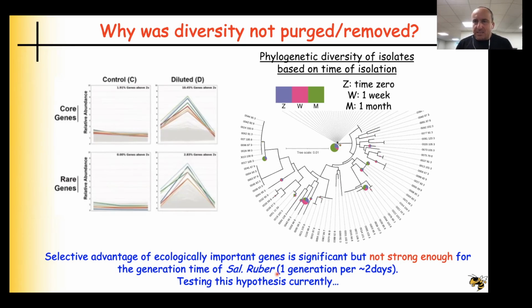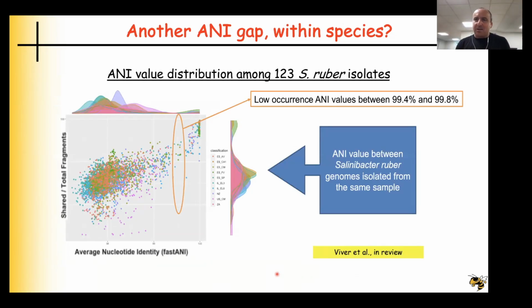And we're currently testing that hypothesis using some lab-specific competition experiments. But it does look like the diversity is maintained, even though there are ecologically important genes, and maybe the key here is how strong the ecological advantage is. I'm going to finish with some unpublished work coming out from this project, which I think is also very exciting.